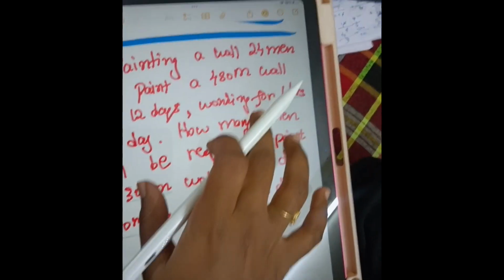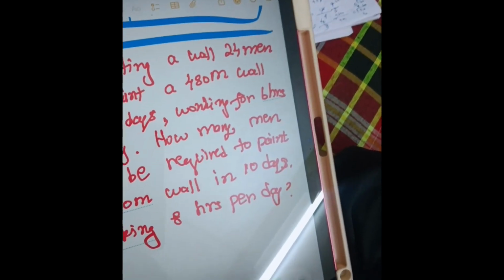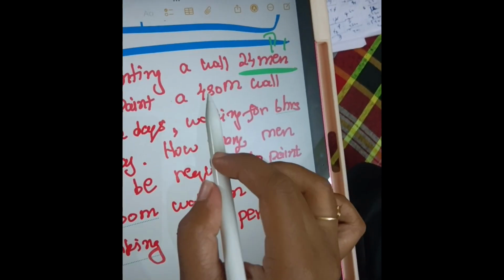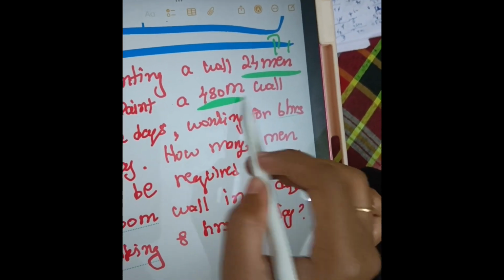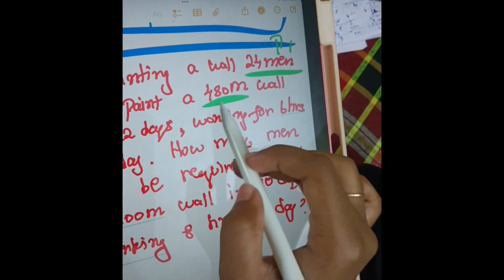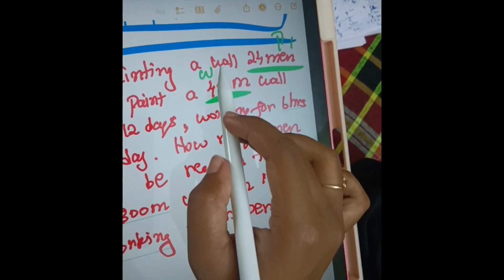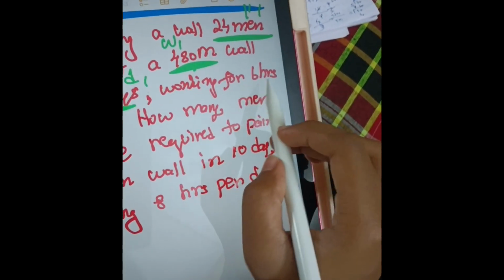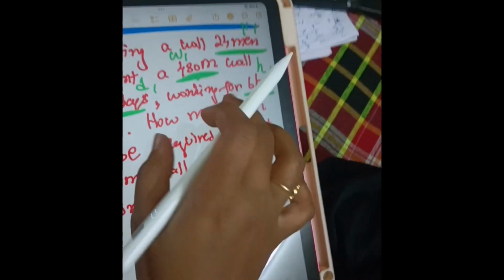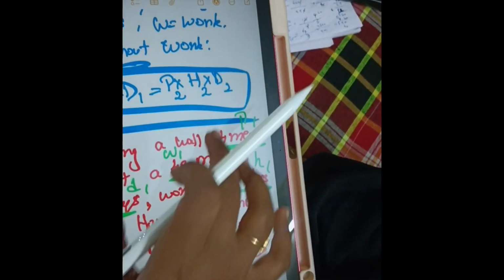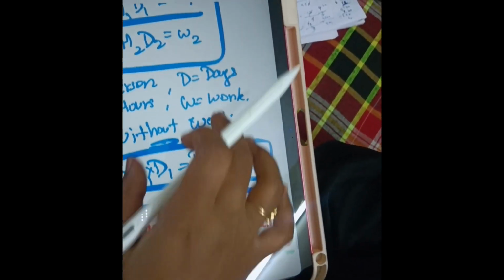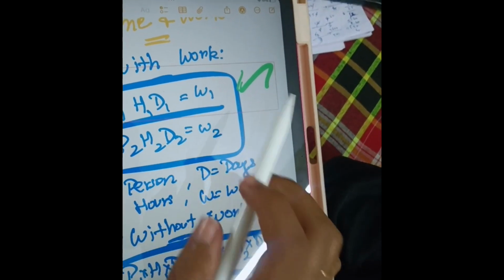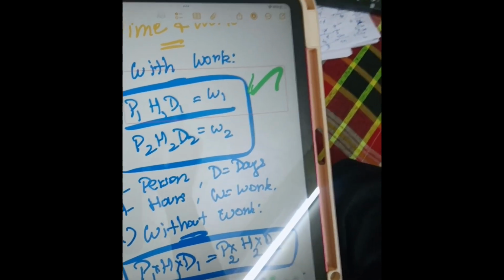First you have to keep in mind, understand the question. What all have they given here? They have given the person P1, men is the person. Next, what is W? That is the 480 m wall. They can paint a 480-meter wall, which means this is work, W1. Next they have given the days as D1, and the hours also. So you can see that work is given. If work is given, I have told you to use this formula, right? The first one, P1 H1 D1 equal to W1 by P2 H2 D2 equal to W2.